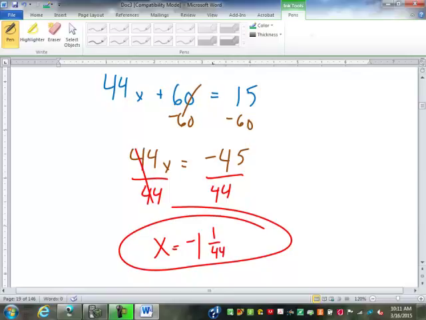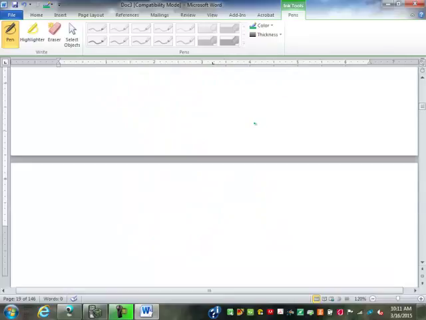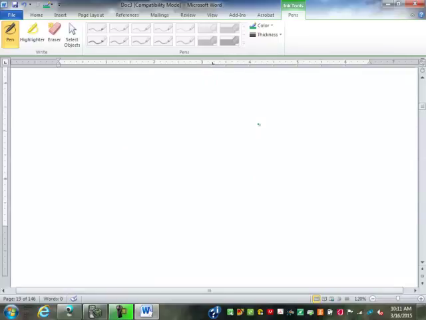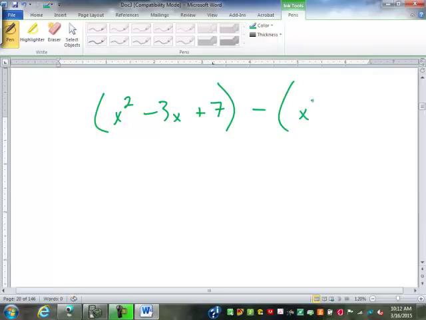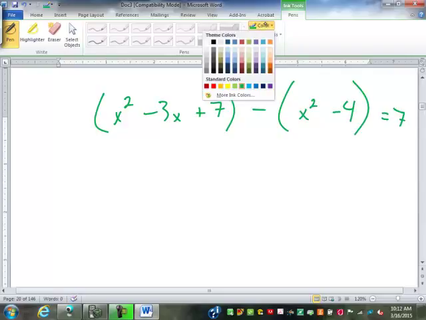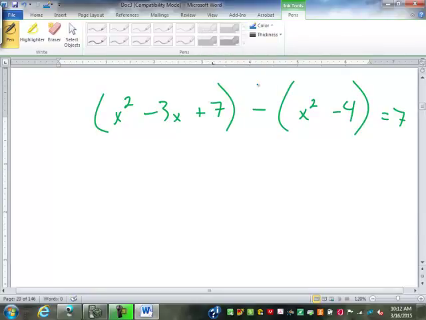Okay, let's look at something just a slightly bit different yet. This one. What's different here? There's x squareds in it, right? Not as tough as it looks.